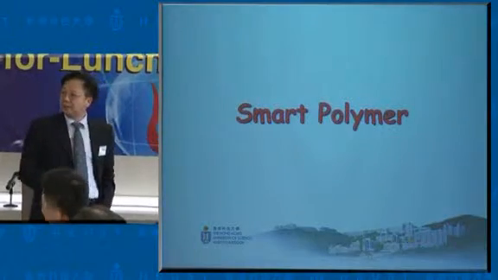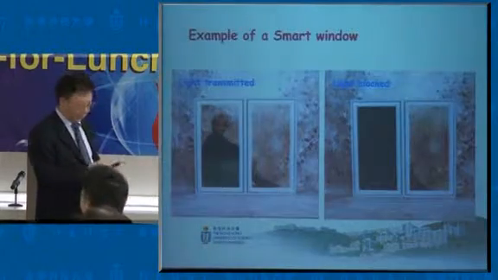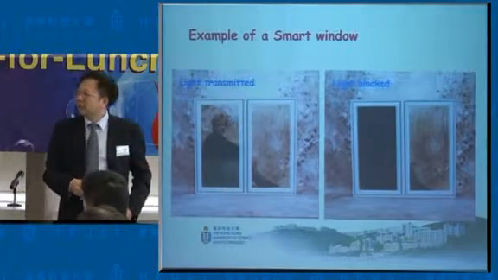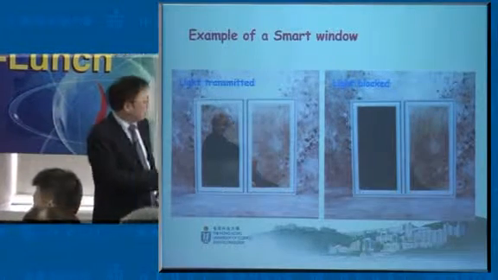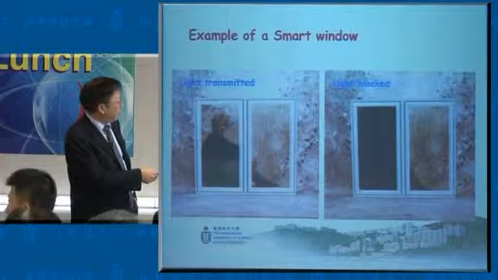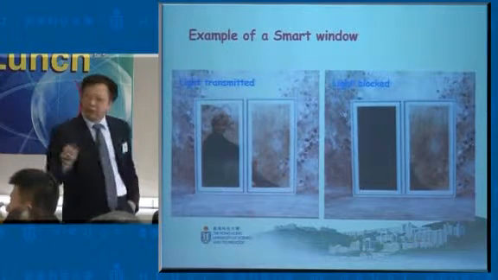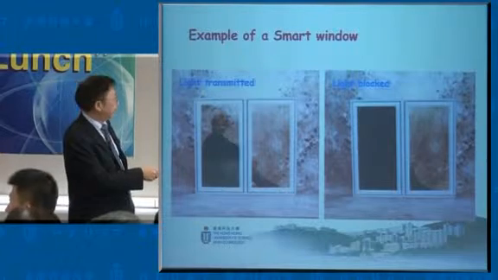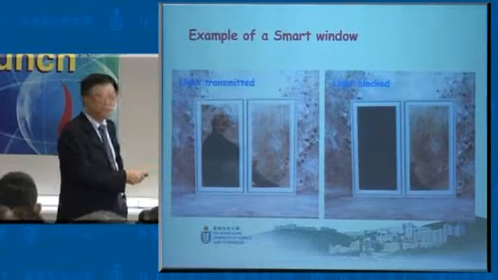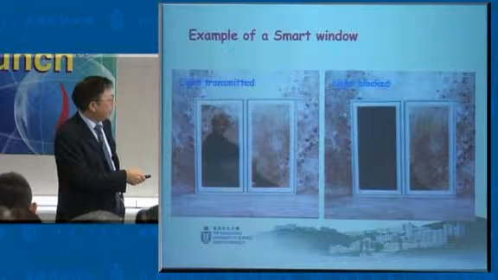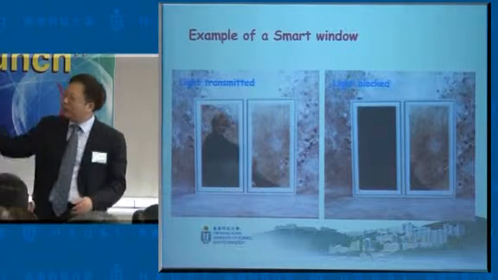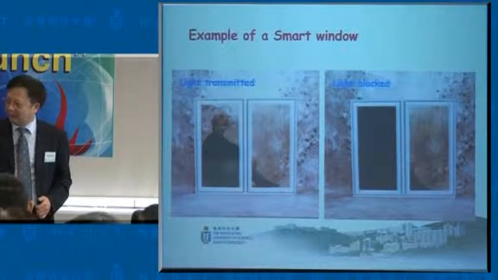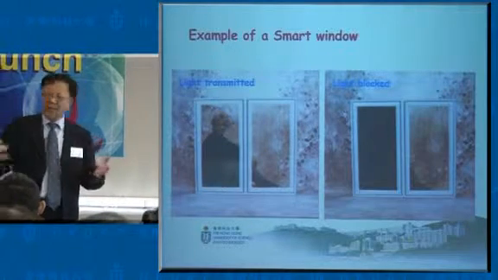Okay, next one is smart polymers. So what are smart polymers? Here's a demonstration of smart windows. For this window, you have to use a device like this. You can see a window with two panels. With no electric field and no voltage applied, light can transmit, so it's transparent. However, if you apply an electric field to the left panel, it turns black. That means you can change from transparent to dark. We call it a smart window.